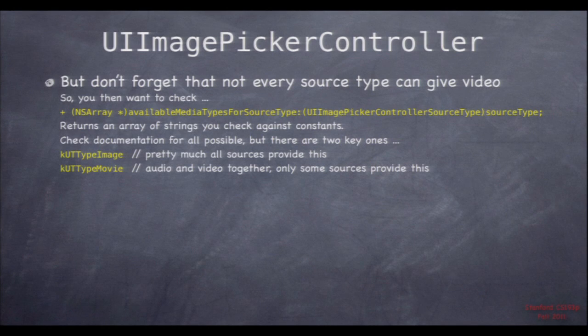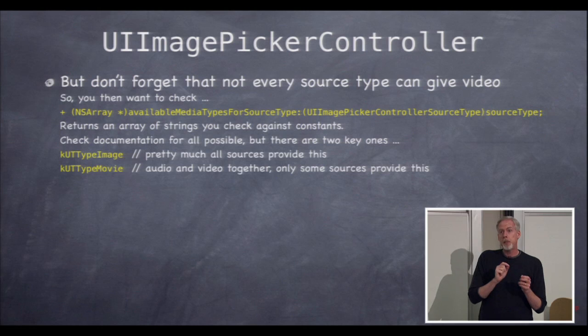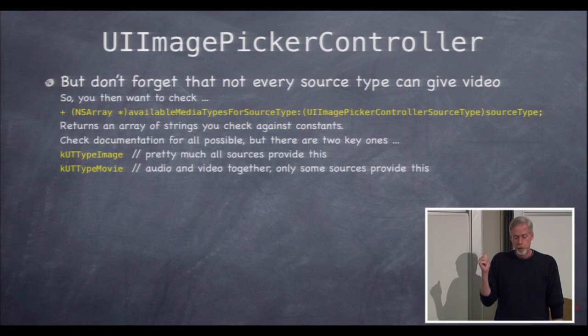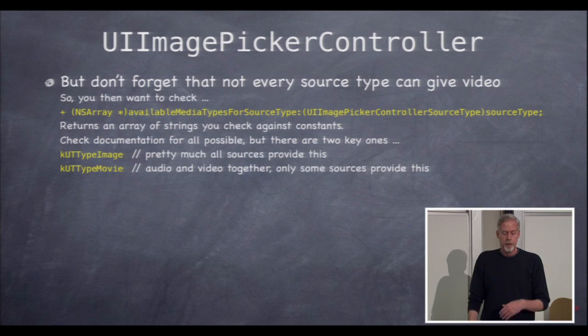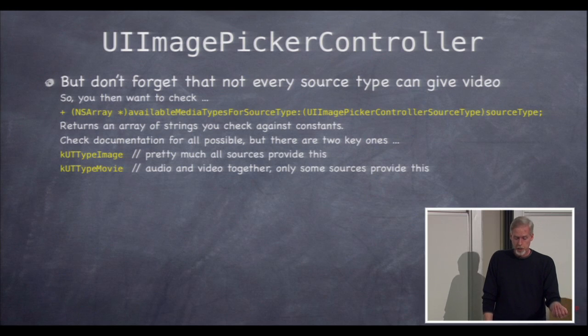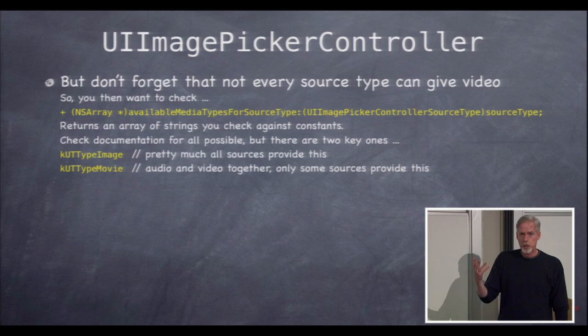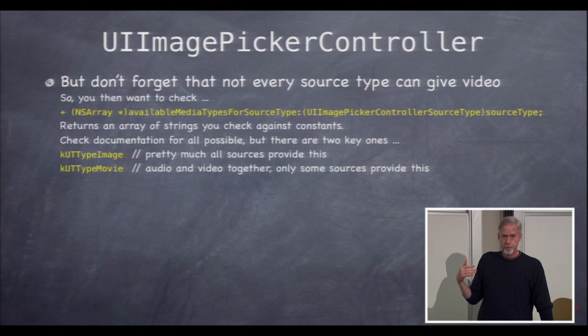Remember, though, that even if a device has a camera, it might not be able to do video. And so there's a second check you have to do, which is availableMediaTypesForSourceType. So you pick the source type, you see if your device supports the source type, and then you ask if the media you want is supported by that source type, like the camera. Can you get video out of this camera? And there's only two media types that matter. One is image and one is movie. Okay? These are the most annoying constants in all of iOS. Okay? kUTTypeImage and kUTTypeMovie. Why are they so annoying?